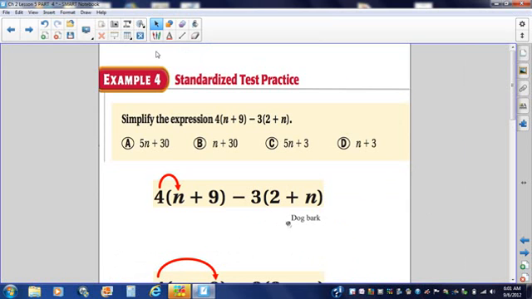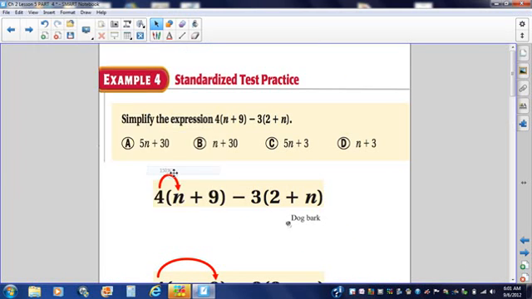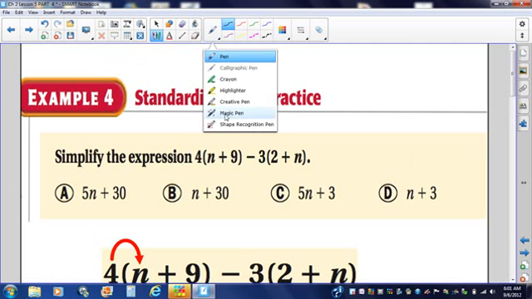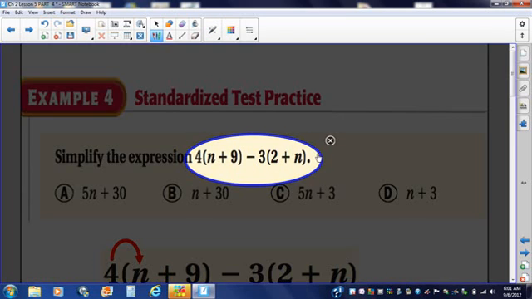If you guys would, please write down the expression. Notice that this is an expression because there is no equal sign. That is an expression, there is no equal sign. Please write the expression 4(n + 9) - 3(2 + n) in your spiral.